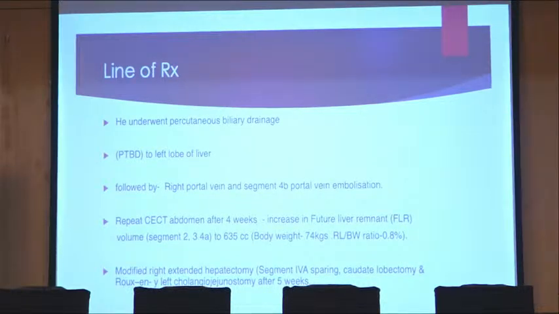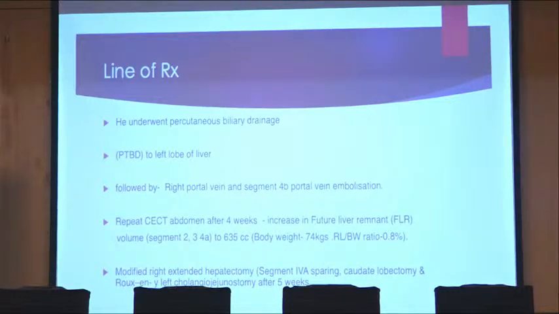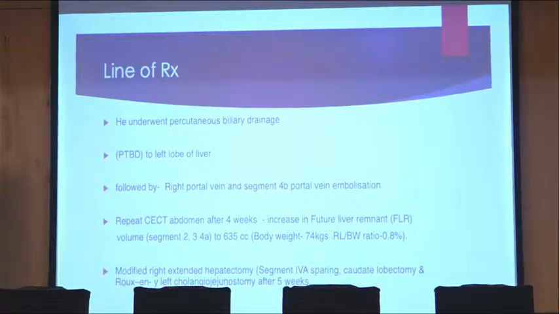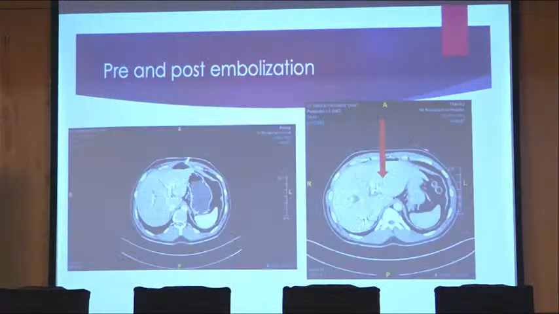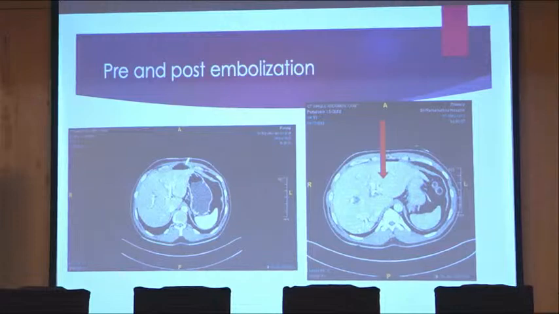A CT scan after 4 weeks showed improvement. The FLR ratio was less than 0.5, and now improved to 0.8. So this patient underwent a modified right extended hepatectomy. This is the pre- and post-embolization picture. You can see the size of the left lobe here. There's a gross difference there.